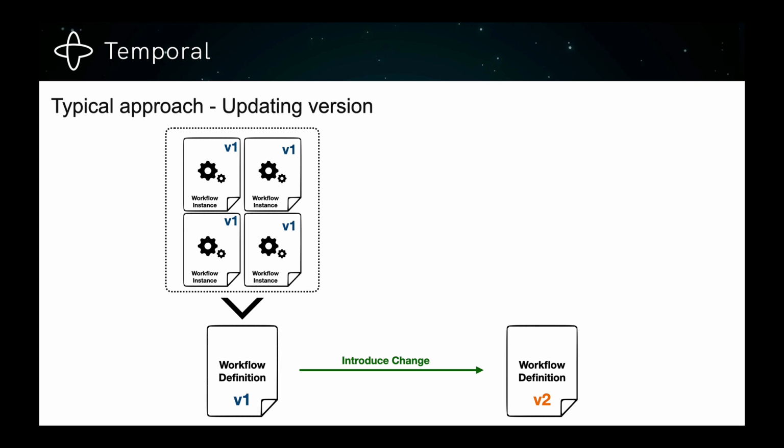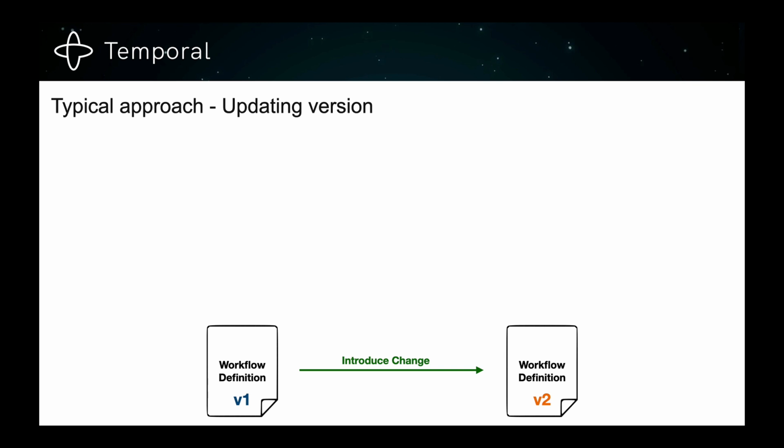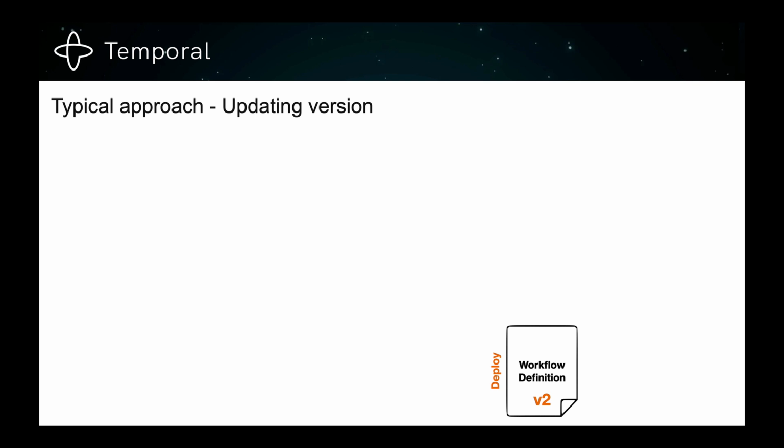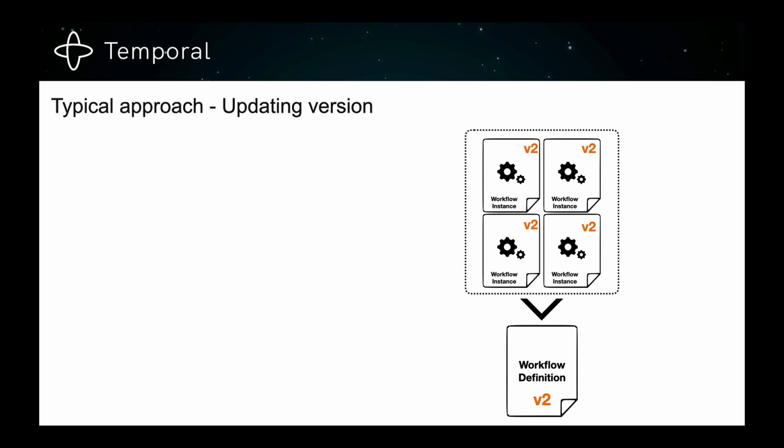Now, this means that we have 2 workflow definitions, which we have to test independently. But regardless, we have to wait for all the workflow instances of version 1 to complete, right? Then we want to undeploy our old workflow definition, and we have to deploy our new workflow definition under version 2. And now we can start workflow instances that include all the different changes which we introduced in version 2 of our workflow definition.